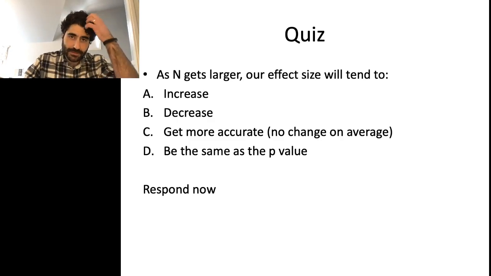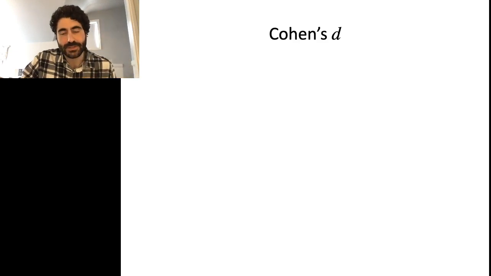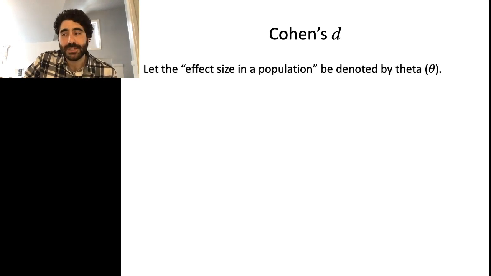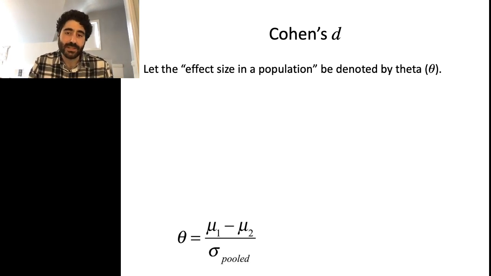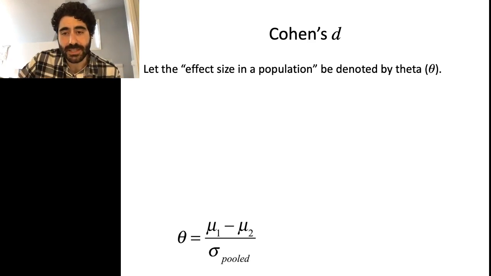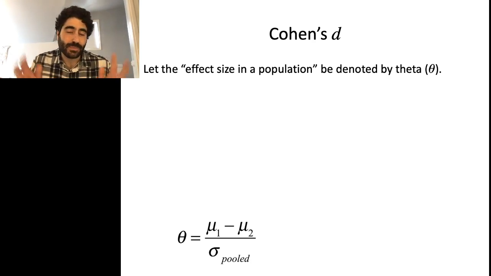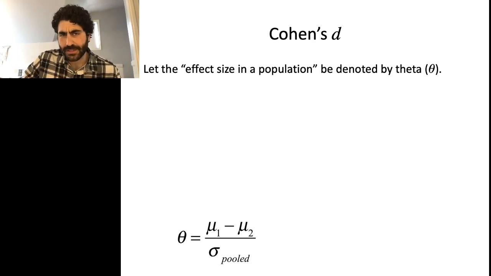Okay, so we're going to start with our first measure of effect size, which is called Cohen's d. And so this is relevant in the case where we are measuring some kind of separation between 2 groups. And so the idea is that there's some population effect size theta, which we define like this, which is the separation between the means of 2 groups divided by the true standard deviation in the population. Here we're using a pooled standard deviation, meaning we're just averaging the variances across the 2 groups.